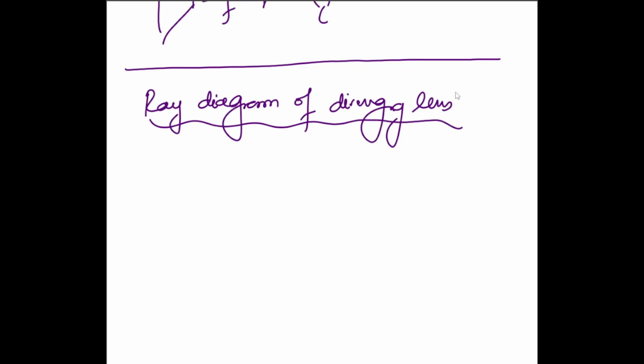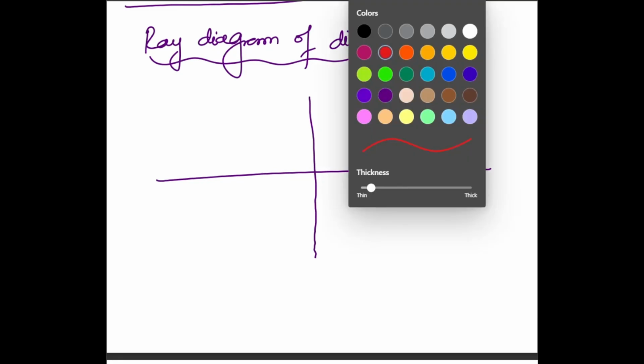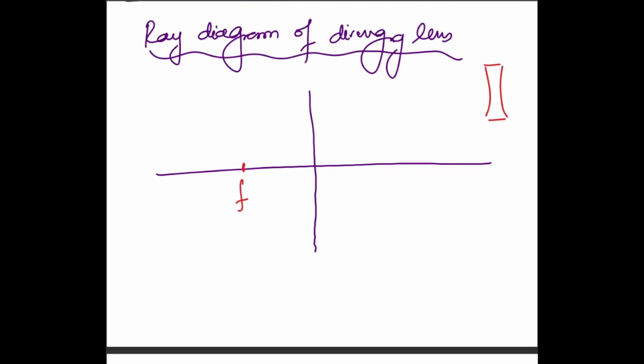Okay, so what I'm about to do is, again, redraw or reset the principal axis and the lens. So be advised that this is the lens that we're talking about now, the lens that actually diverges the light rays. That looks like this. Let's say this is the focal point, and this is where the object is being placed.